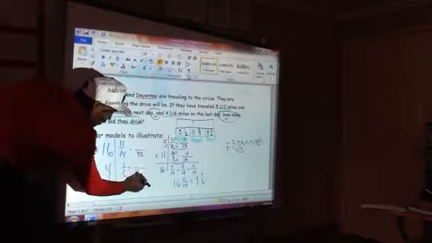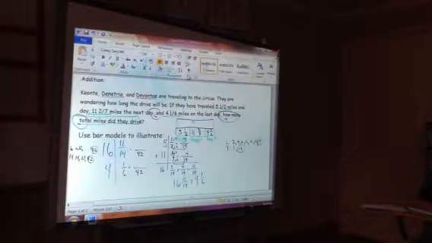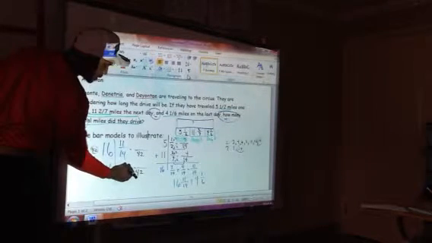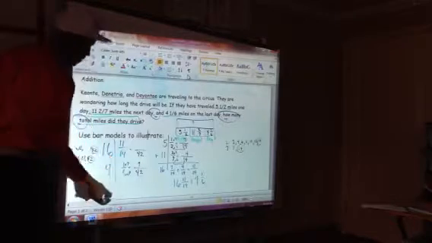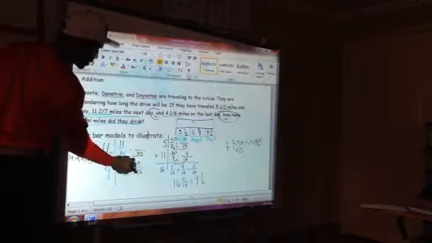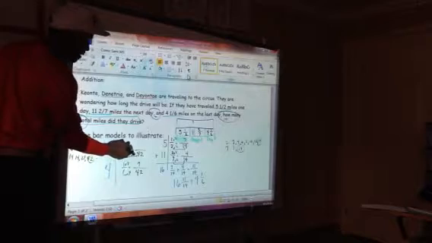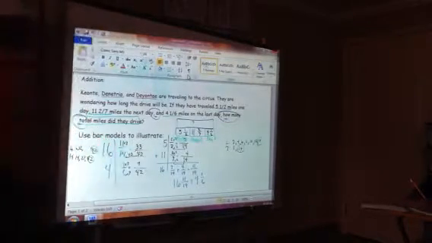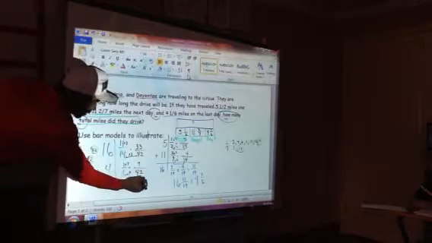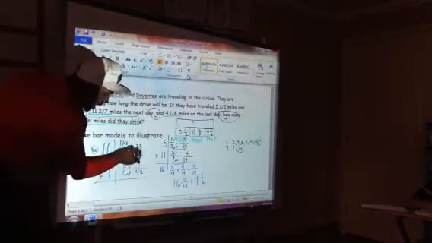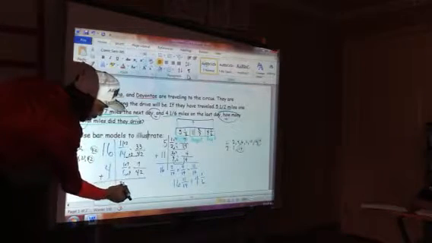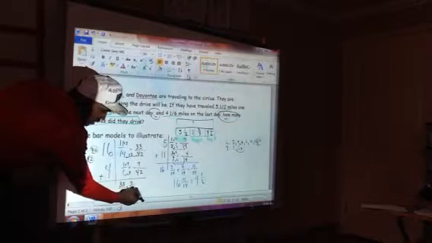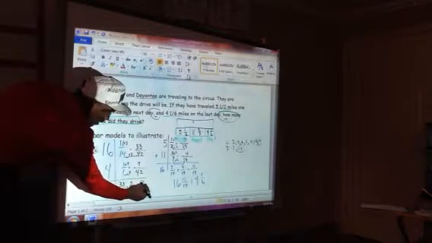42 here, 42 here. How did I get from 6 to 42? Times 7. So 1 times 7 is 7. How did I get from 14 to 42? Times 3. So I do 11 times 3, and I get 33. What am I doing? Adding. What am I adding? 33 over 42 plus 7 over 42. And I get 40 over 42.